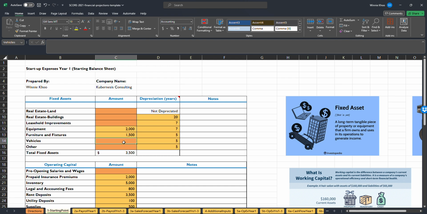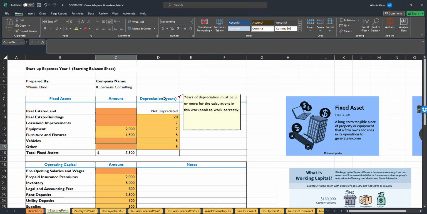If you need a car or a vehicle for your business, if you need a truck or a van, you're going to put it here. And again, this is the market value of the vehicle. If there's any other fixed asset that wasn't mentioned before, you go ahead and put it into other.